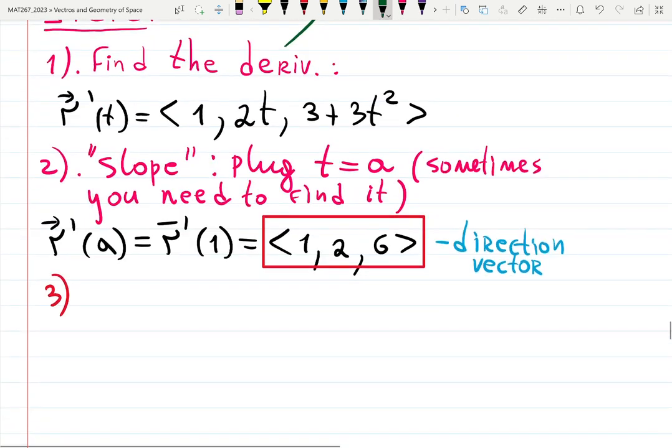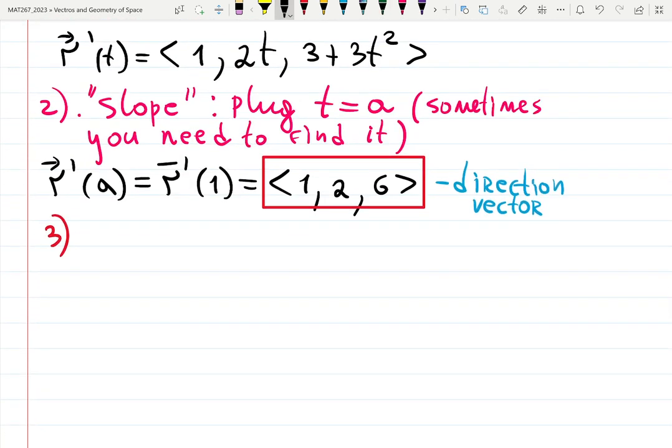Okay. Let's keep going. So we have direction, now the point. Sometimes it's not given. Find the point if not given. Find the point. Why do I keep changing colors? If not given.